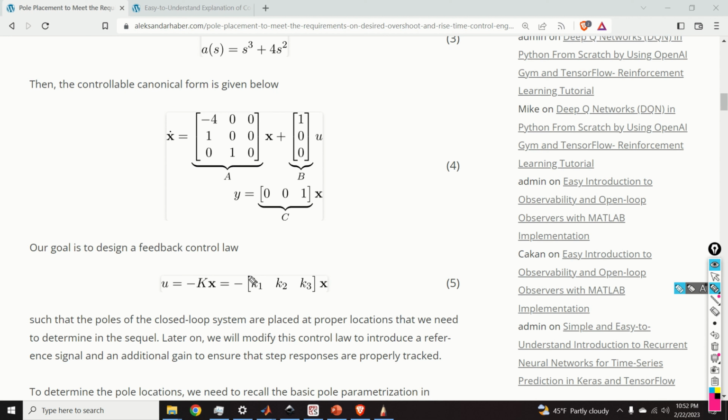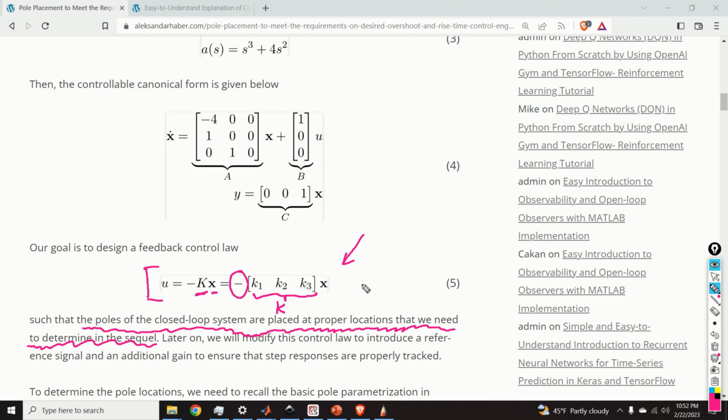Our goal is to design a feedback control law in this form such that the poles of the closed-loop system are placed at proper locations that we need to determine in the sequel. So let us analyze this control law. Basically, this is a standard feedback control law where k is a row vector and x is the state. And minus sign comes from the fact that we have a negative feedback. Later on, I will modify this law to include a reference signal such that we can track a step control input.